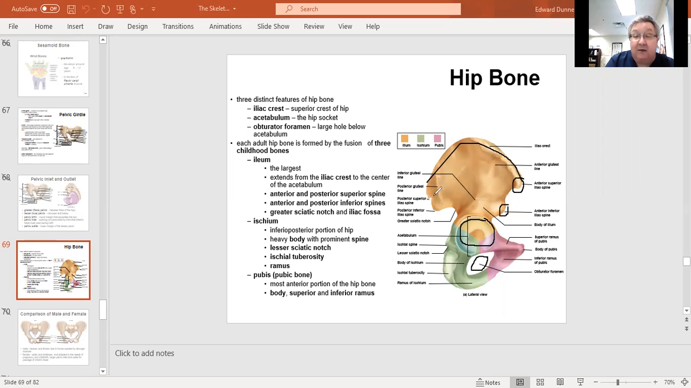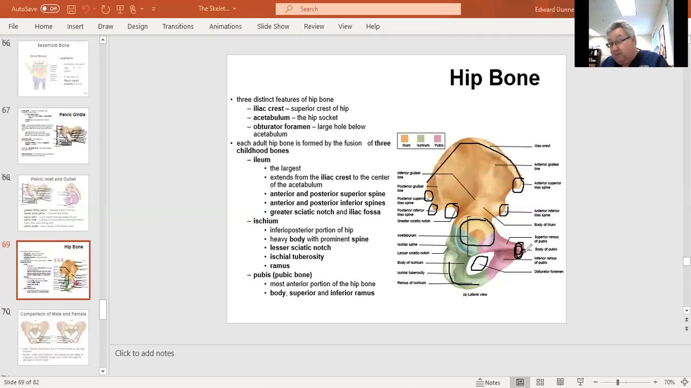On the posterior side, you're going to need to know the posterior superior iliac spine and the posterior inferior iliac spine. On the posterior portion of the ilium, there is a greater sciatic notch. It's a large notch. The ischium portion, the most important part of the ischium, is the ischial tuberosity. That's the area where you sit. And on the pubis, I'm going to need you to know the body of the pubis where the pubic symphysis will be lying.